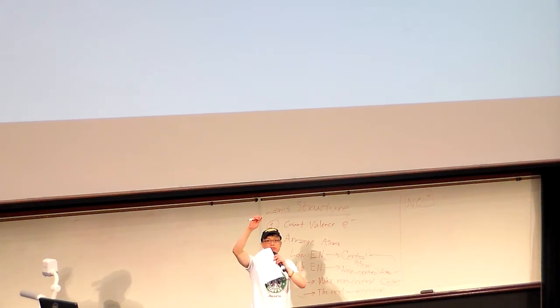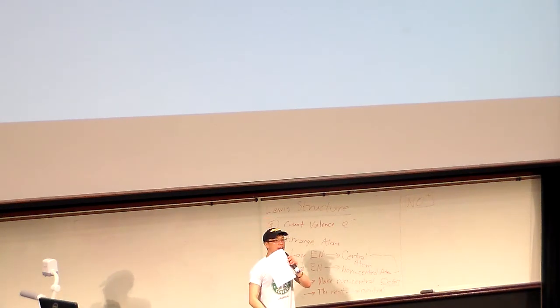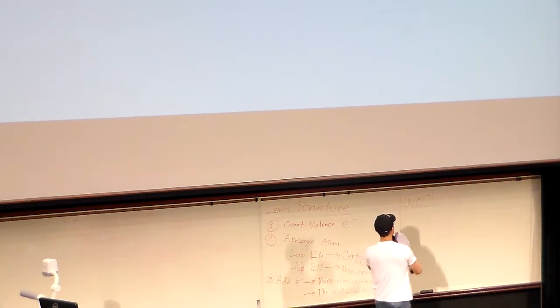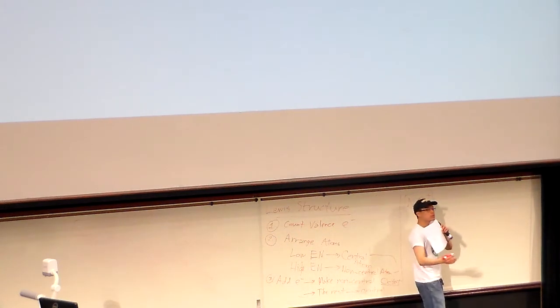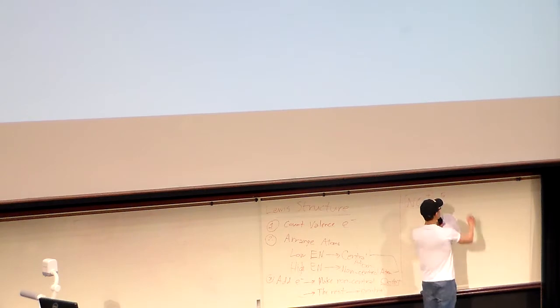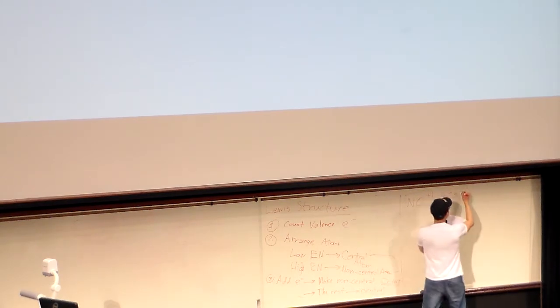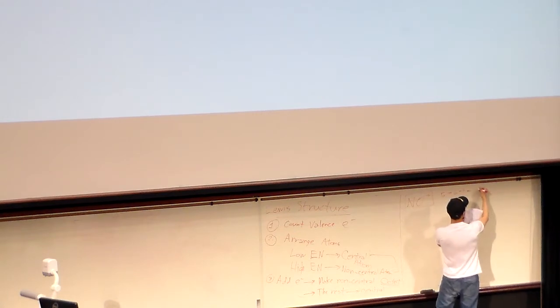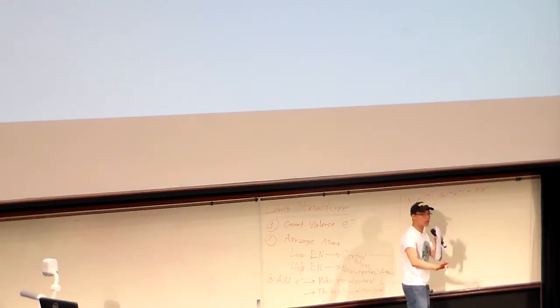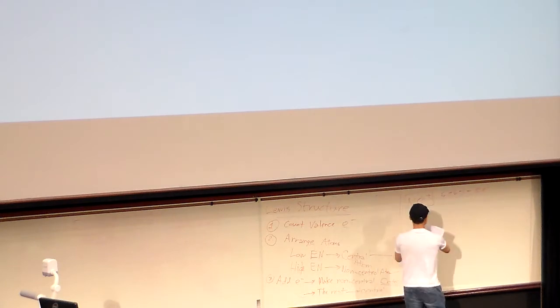Who's done? Raise your hand. Alright, if you're done, help me. Nitrogen, how many electrons? 5. Oxygen, 6. And we have plus, what does it mean? Lose 1 electron, so total of 10 electrons. Who's central? Nitrogen is central, right? So we make oxygen octet first, right?